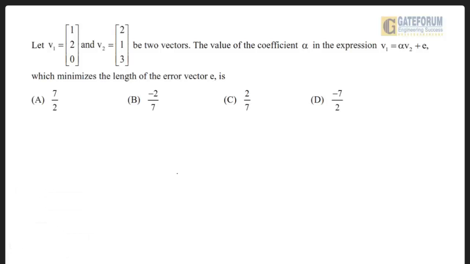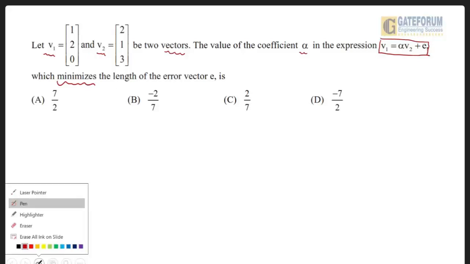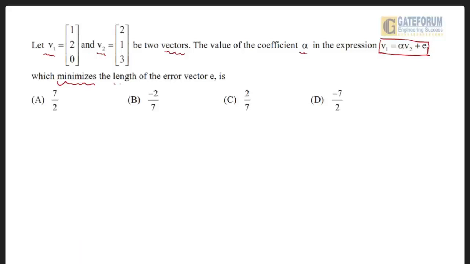This is from engineering mathematics, from the topic linear algebra, subtopic basics. And the solution is an application of two chapters, linear algebra basics as well as maxima minima calculus. So these are V1, V2. Vectors means either column matrix or row matrices. Now we are going to find alpha, for which this expression minimizes the length of the vector E. Okay, the solution.